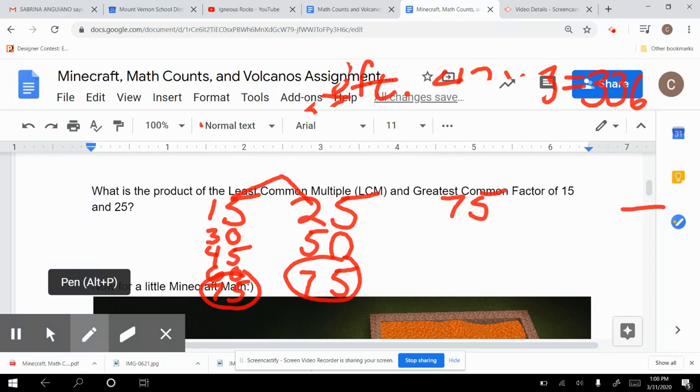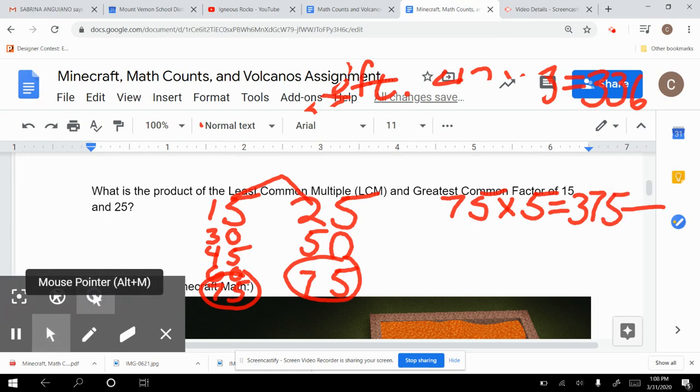Now, the biggest number that goes into 15 and 25 is 5, which means that we are going to multiply 75 times 5. So the product of 75 and 5 is 375. All right, moving on.